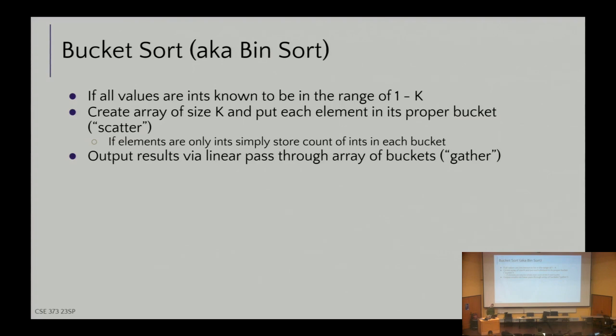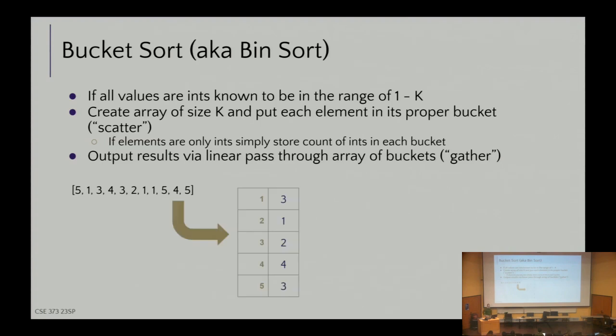So let's say I give you a collection of values that are all known to be in the range of 1 to k, and we're going to start with the ideal type of data to sort. We're going to start with ints. Let's say I give you this collection of ints, and they are all in the range of 1 to 5, and I ask you to sort it. Well, what we could do is make an array with the same number of buckets representing the range, and instead of storing the values, we're going to store the counts.